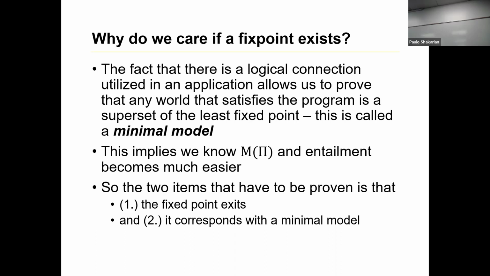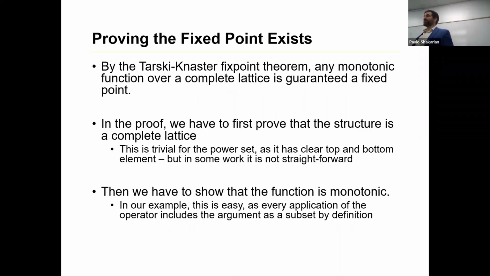But I think I've given you enough verbal arguments that number 2 here, that the fixed point corresponds with the minimal model, makes a lot of sense. But how do we show that that fixed point exists? Well, remember a couple slides ago, I showed you the semantic structures created a lattice. That wasn't just a fun mathematical fact, it's actually useful. So the Tarski-Knaster fixed point theorem states that any monotonic function over a complete lattice is guaranteed to have a fixed point.